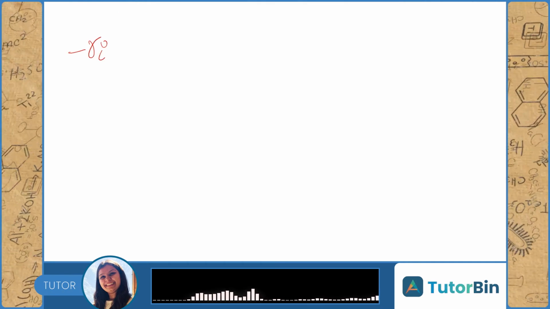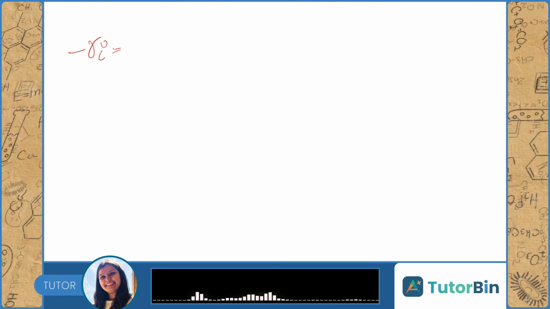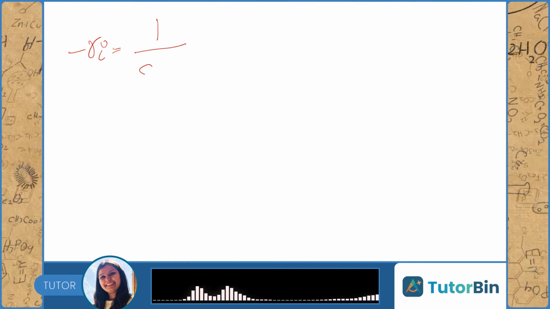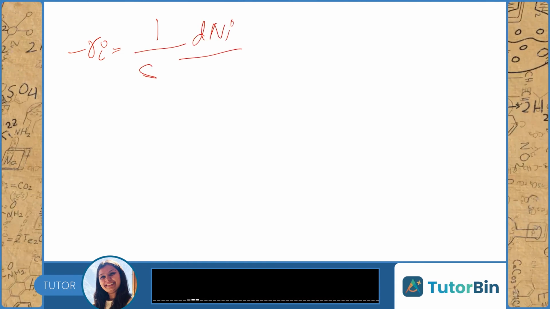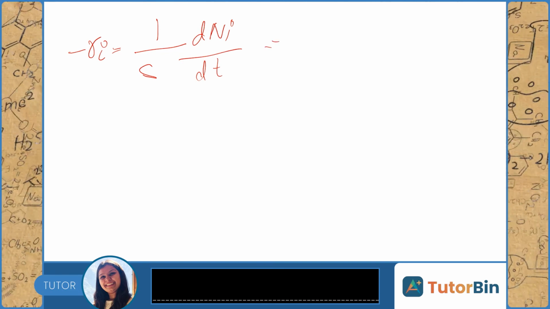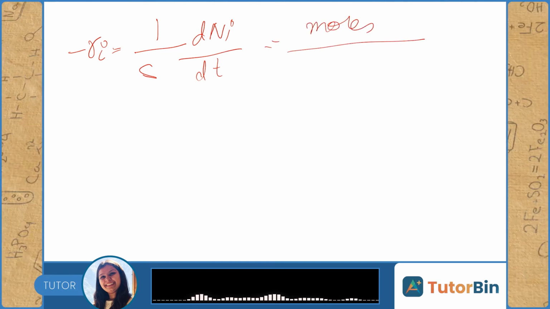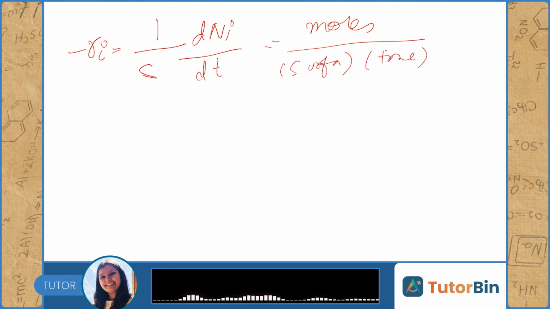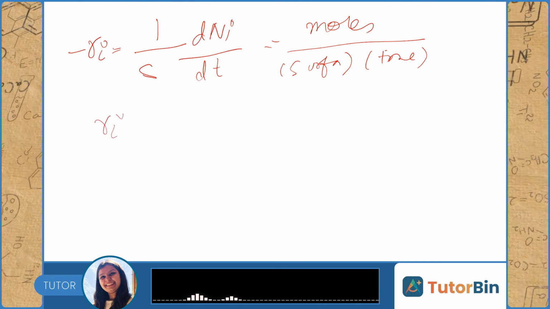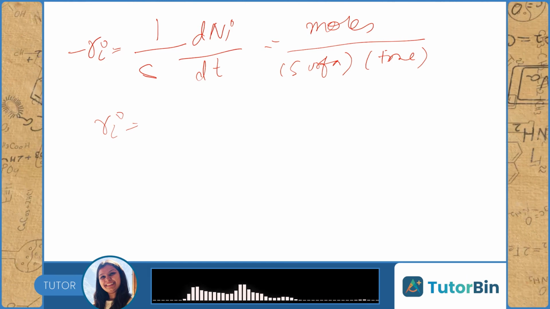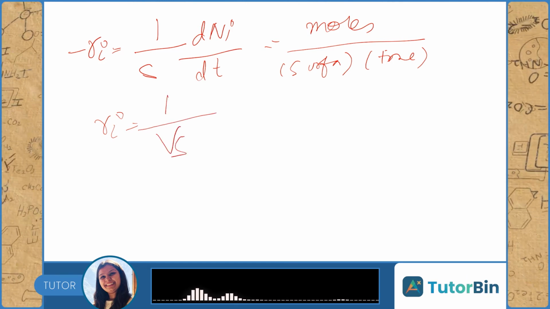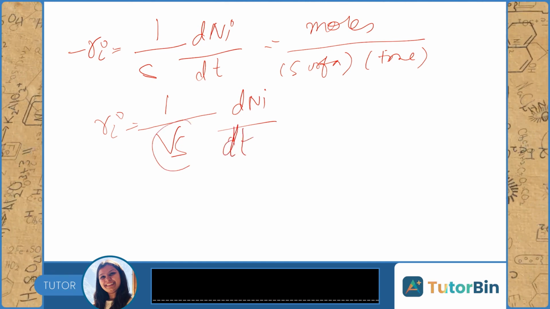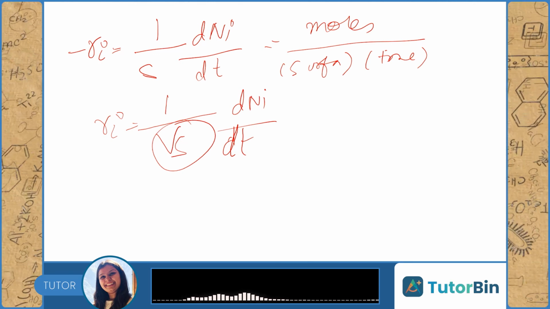Next, we can define the rate of reaction of i on the basis of surface area of solid in gas-solid systems. So we can write the rate of reaction of i as 1 by S dNi by dt. Again, it is nothing but moles of i formed or reacted upon surface area of the solid catalyst into time. Next, we can define the rate of reaction of i based on volume of solid in gas-solid systems, which is again nothing but 1 by Vs into dNi by dt. Here Vs is the volume of the solid.